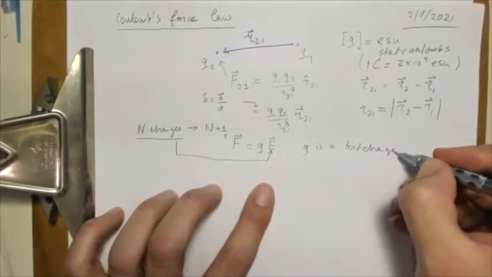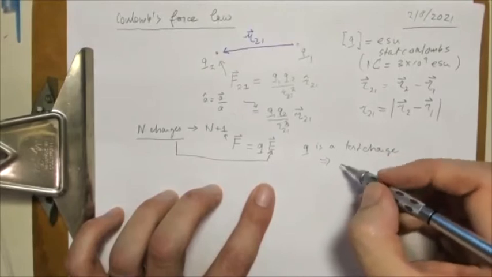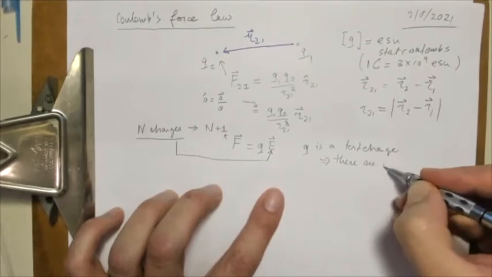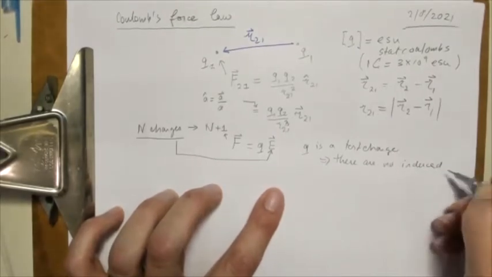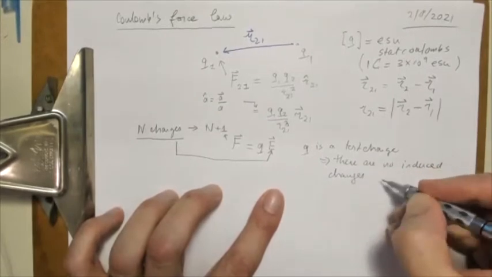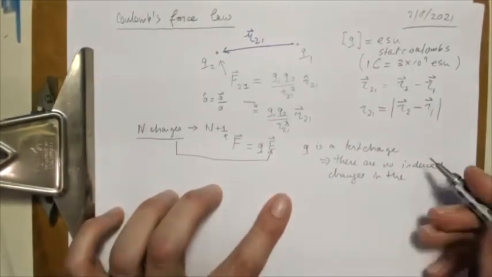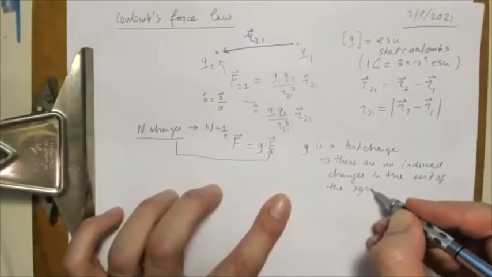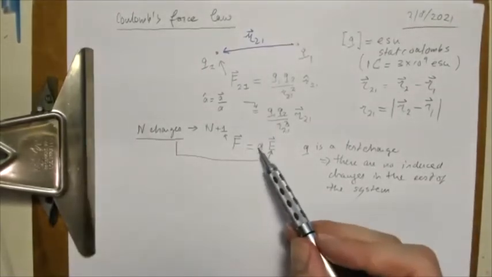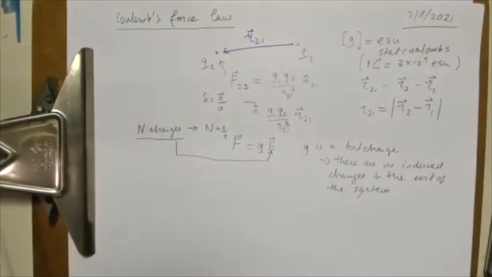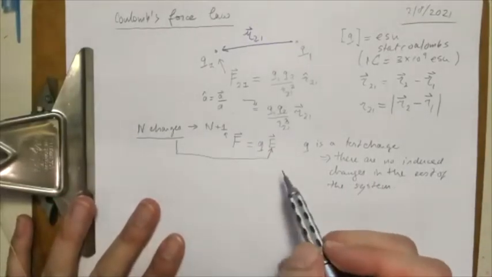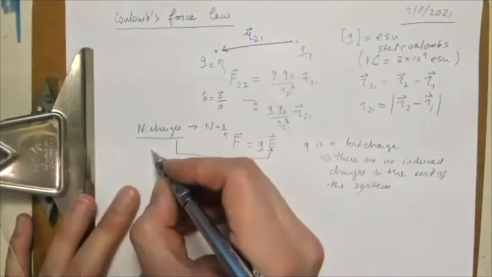and therefore there are no induced changes in the rest of the system. Otherwise, if you place this thing here and the other charges get moved around a little bit, then we're not talking about a well-defined system. Okay, so that's our setup for the electric field.